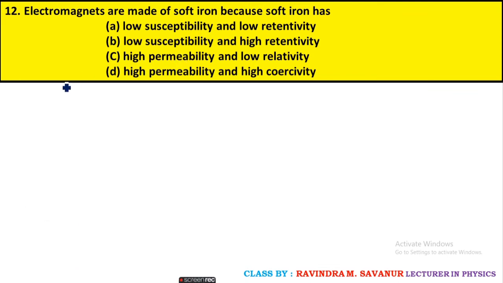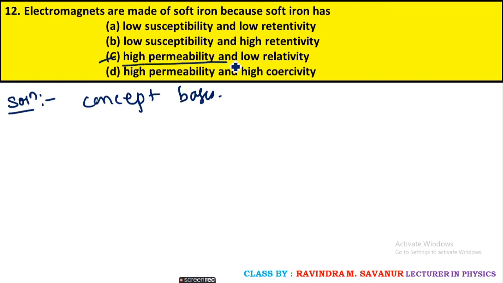Next question. Question number 12. The electromagnets are made of soft iron because soft iron is from the synopsis and it is concept based. The soft irons are used because they have high permeability and low retentivity.